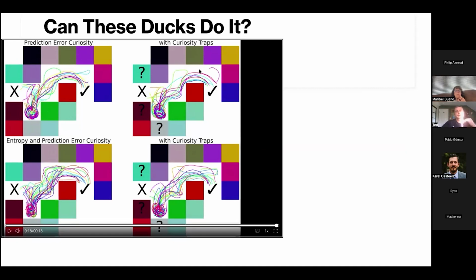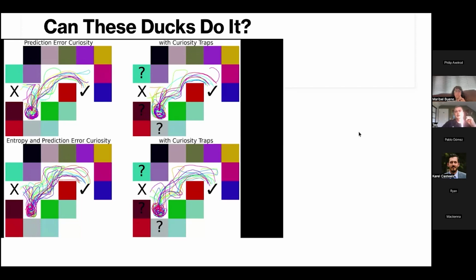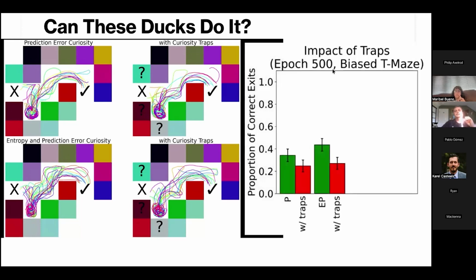But on the right side, we have the same ducks when they have these curiosity traps. And so many more of those ducks are incentivized. They're really satisfied by just rolling around here because they're getting more rewards. So if we have another plot comparing these, this is the impact of traps on the likelihood of ducks choosing the correct exit in the last 10 episodes.